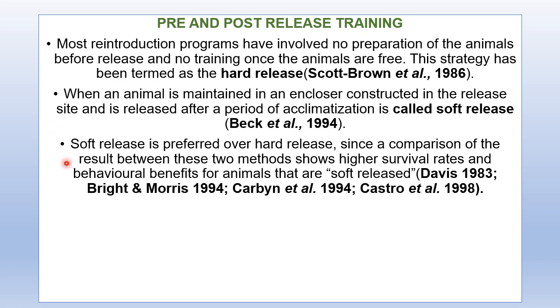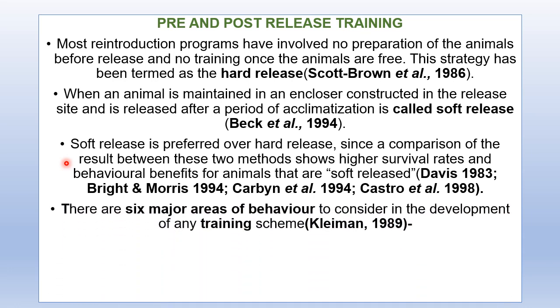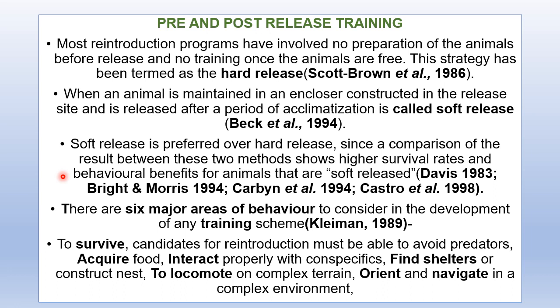There are six major areas of behavior to consider in the development of any training scheme. To survive, candidates for reintroduction must be able to avoid predators, to know how to acquire food, to interact properly with conspecifics, to find shelters or construct nests, to locomote on complex terrain, and to orient and navigate in a complex environment. That means adapt to a complex environment.